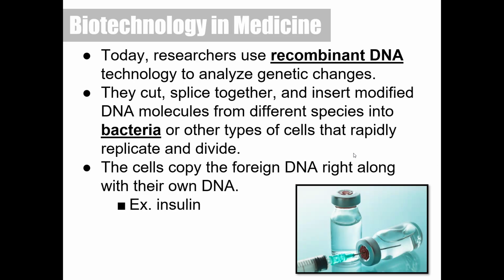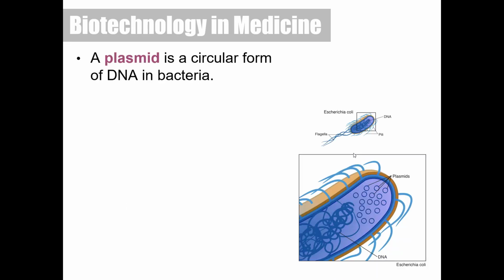Now, today, researchers use something called recombinant DNA technology to analyze genetic changes. Basically, researchers are able to cut and splice, kind of cut and paste, and insert modified DNA molecules from different species into bacteria and some other types of cells. The reason why they use bacteria is because the bacteria rapidly replicate and divide. And so these cells copy the foreign DNA right along with their own DNA. Again, a great example of using bacteria to help solve a problem is through the production of insulin.